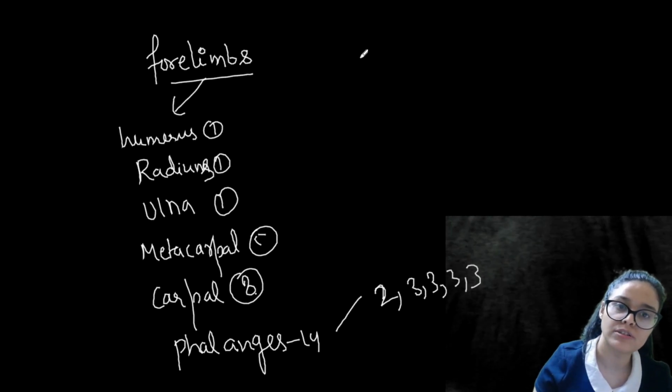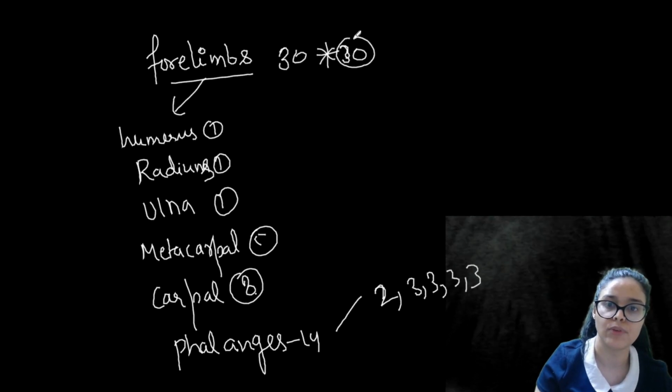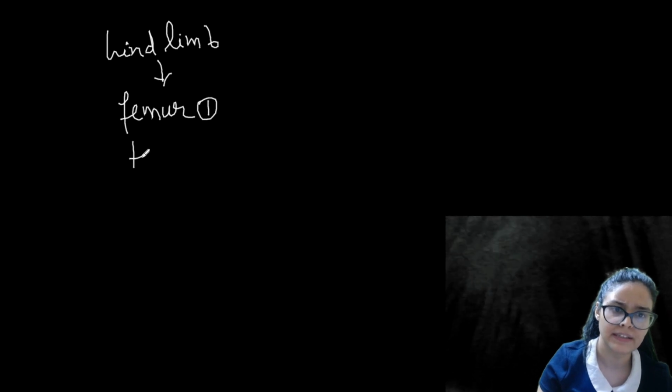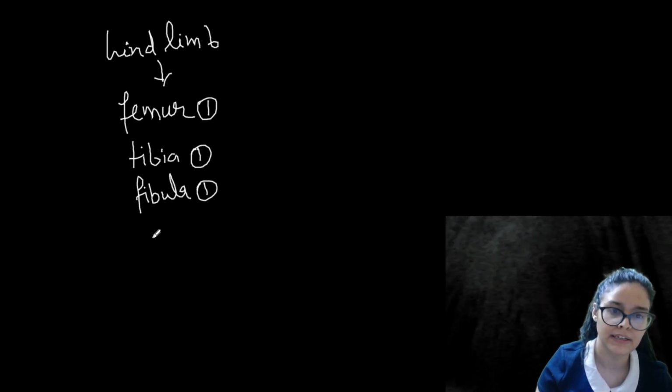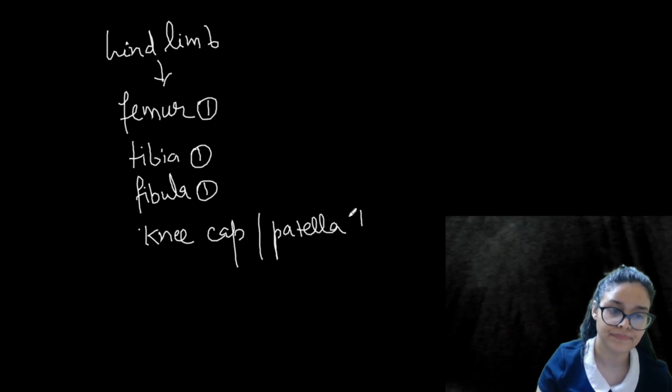If we talk about the hind limb, this is all about the 4 limbs. So it is 30 bones plus 30, right? 30 in one hand and 30 in another hand. If we talk about the hind limb, obviously we are having the femur. Femur is the thigh bone, which is 1 in number. Tibia. Then we are having the fibula. Fibula is a very thin, fragile bone. We are having the kneecap, which is known as patella. It is 1 in number.